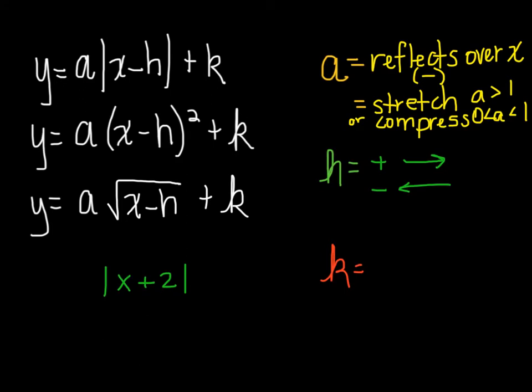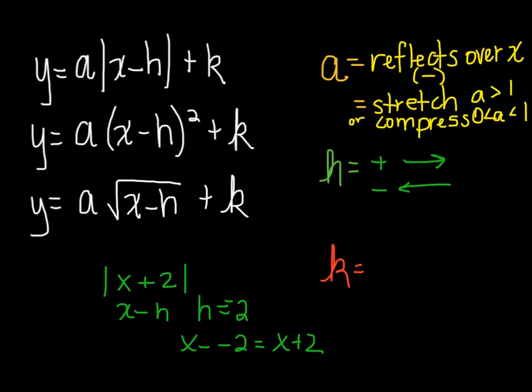But in the function, it's x minus h. So if this is x minus h, what did I put in for h to make that a positive? I put in a negative 2. X minus negative 2 will give me x plus 2. So if h is negative, I'm going to go backwards that amount. If h is positive, I'm going to go forward that amount.